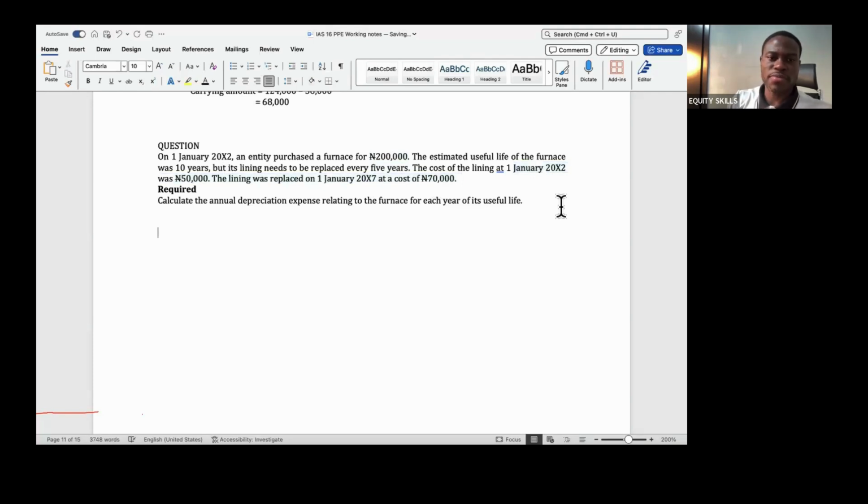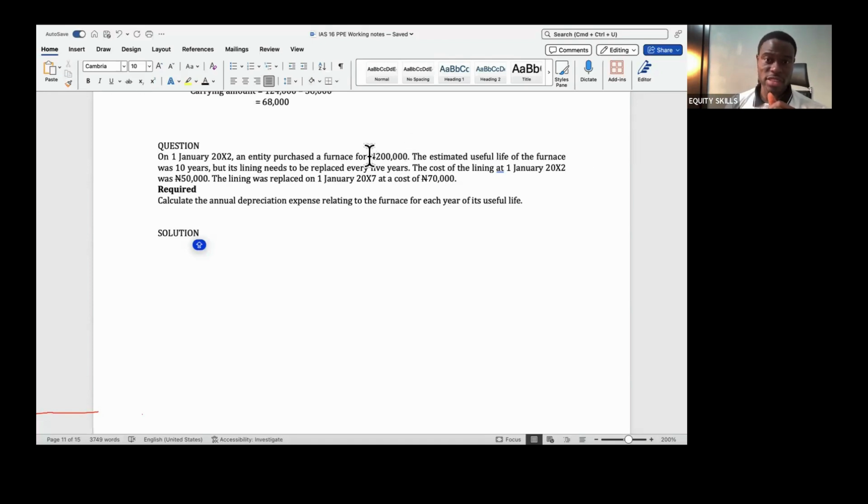Okay, good. So now, a question like this is a question where an asset has different components. When an asset has different components, and each component has different useful life, you are expected to depreciate each component separately because they have different useful life. So there's no way you can combine their depreciation since their useful life are separate. And that's the scenario here.